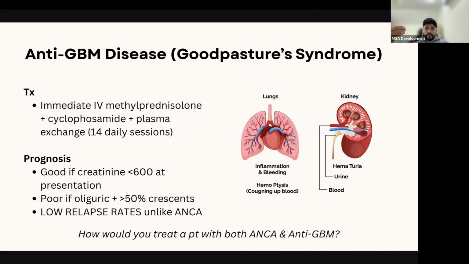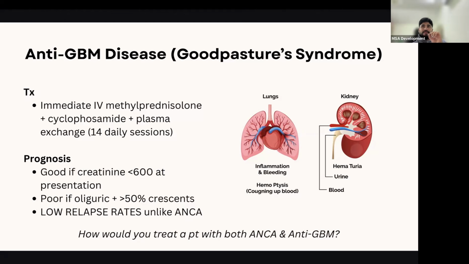Prognosis depends on the stage the patient presents at. If he presents with creatinine levels less than 600, then that's good. If he presents with oliguria, or more than 50% of his glomeruli have crescents, this indicates more severe AKI, so it's going to be a poor prognosis. And there are not many relapses. The minute you treat it, usually they're in successful remission. Unlike ANCA, which has a lot of relapses.